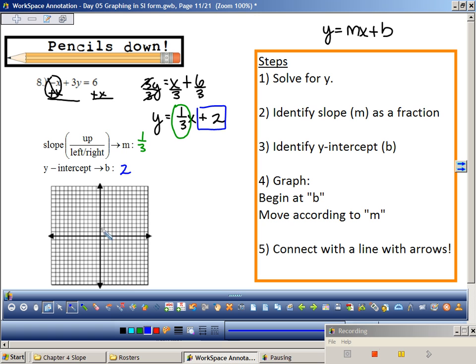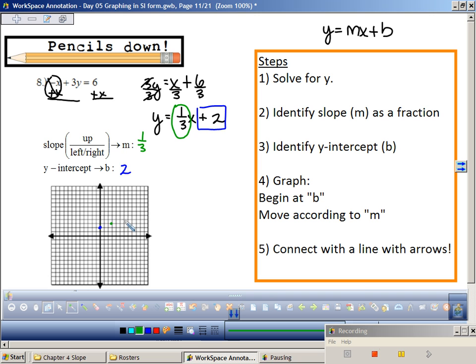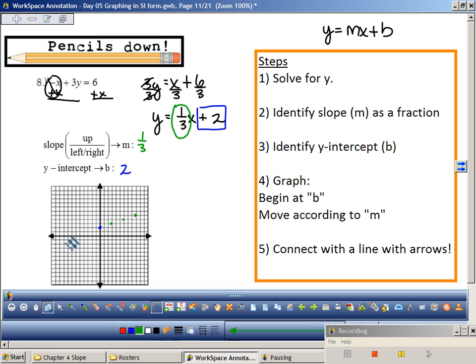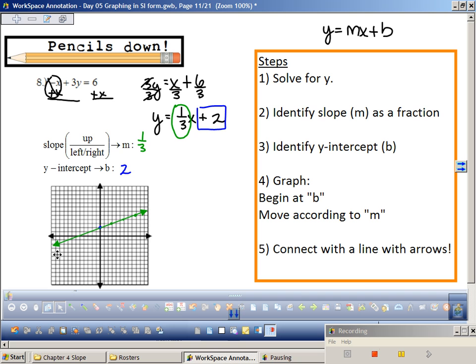So I'm going to begin at 2. And I'm going to move up 1 and to the right 3. If I did that right. 1, 1, 2, 3. Up 1, over 3. Up 1, over 3. Does that look right? Can anybody tell me why I can look at my line and say, yep, that looks right? Because why? Because of how steep it is. Excellent, Brenda. It's 1/3 of a parent graph, right?